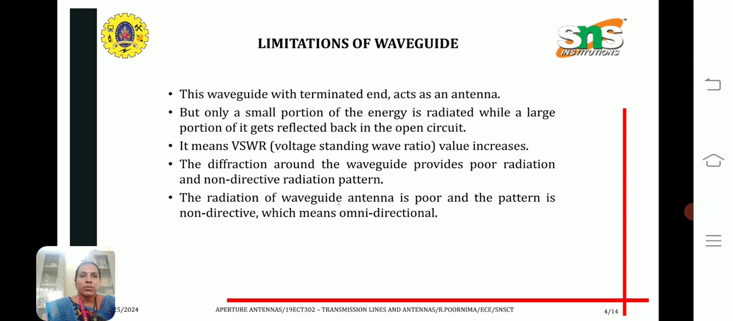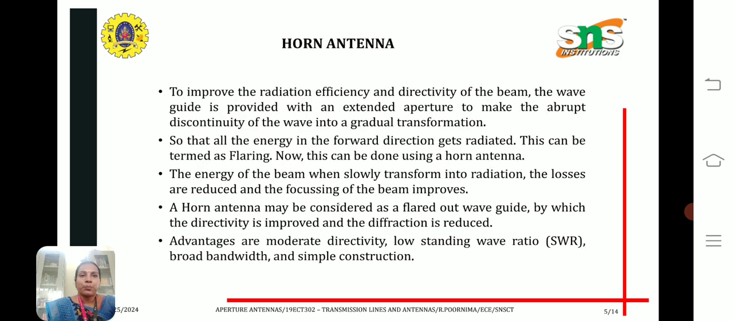So, limitations of the waveguides. This waveguide with terminated end acts as an antenna, but only a small portion of energy is radiated, while a large portion of it gets reflected back in the open circuit. It means the VSWR value increases, so the diffraction around the waveguide provides poor radiation and a non-directive radiation pattern. So the radiation of waveguide antenna is poor and the pattern is non-directive, which means it is omnidirectional.